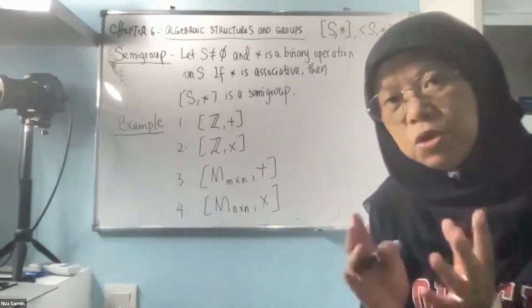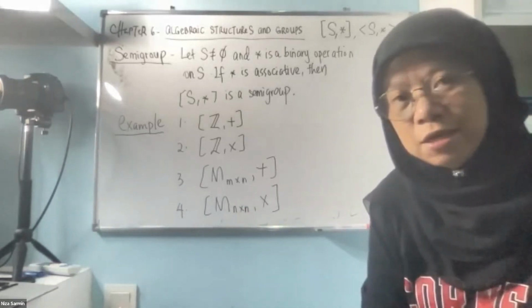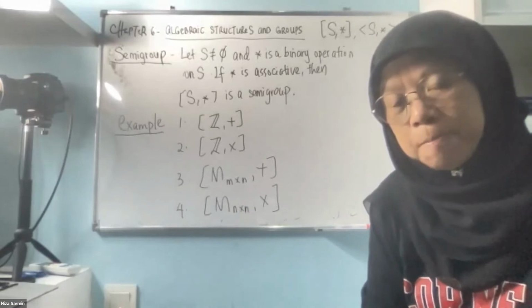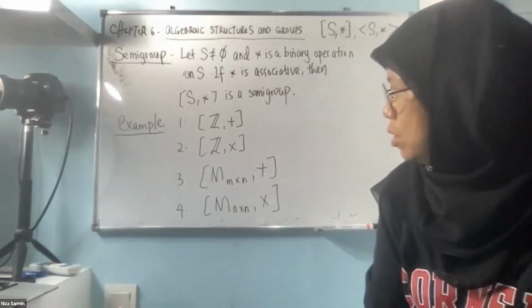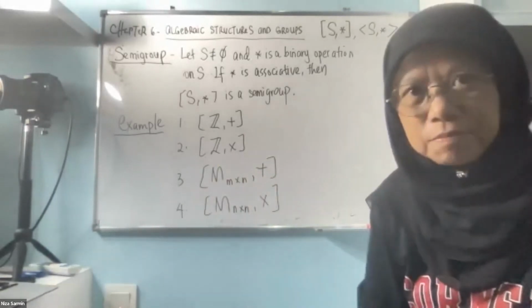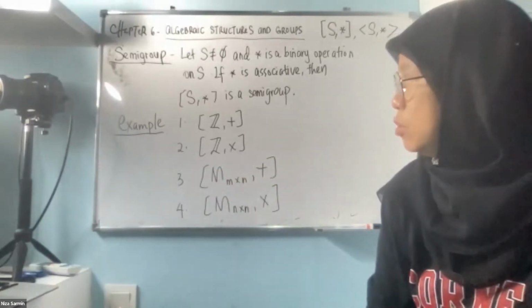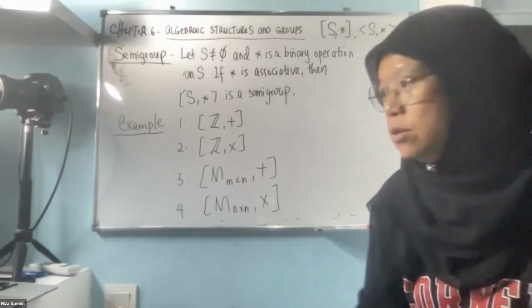Matrices are associative. You don't have to show it because you have taken it in linear algebra. We have seen this in linear algebra. This one also, and many others. Okay, these are all semigroups.